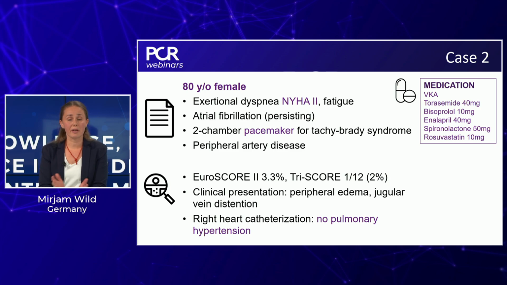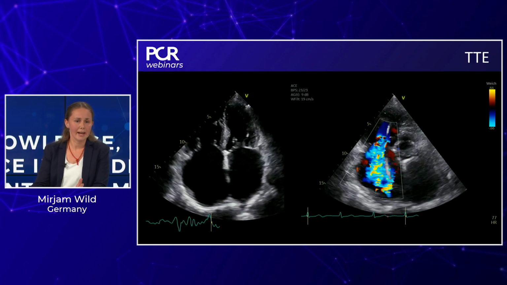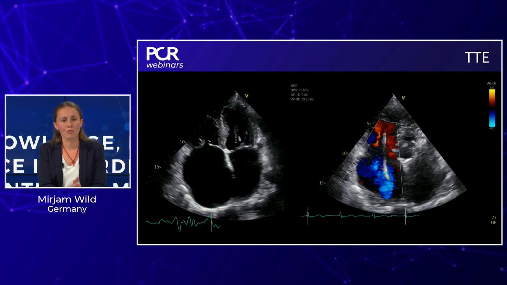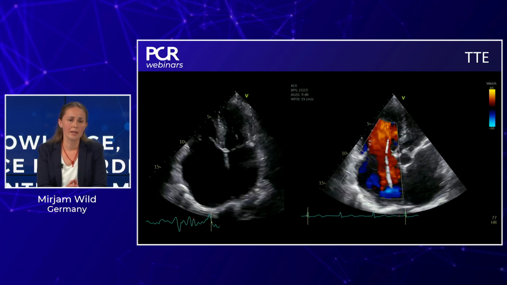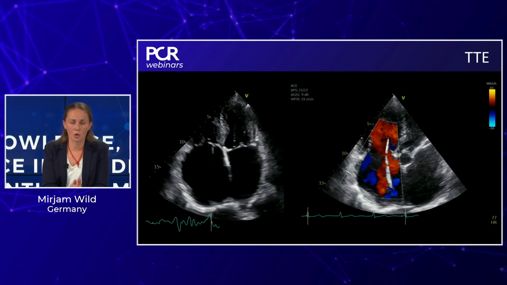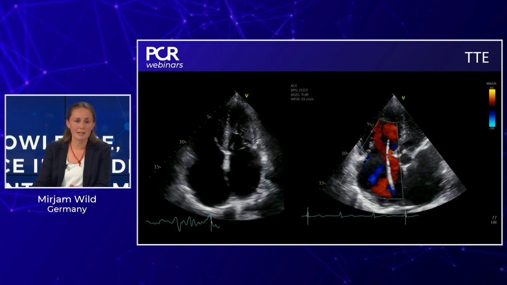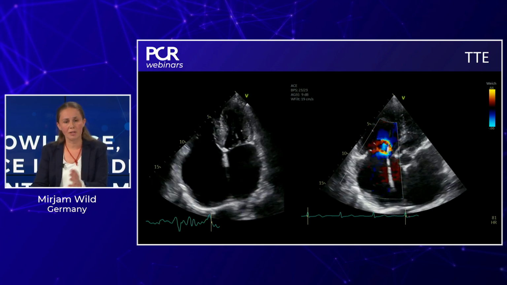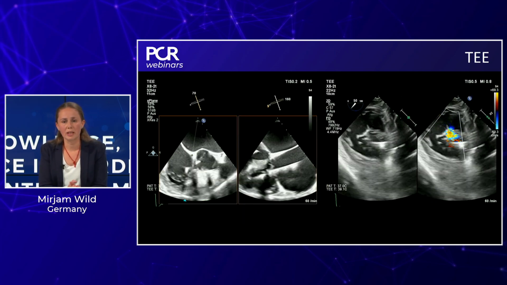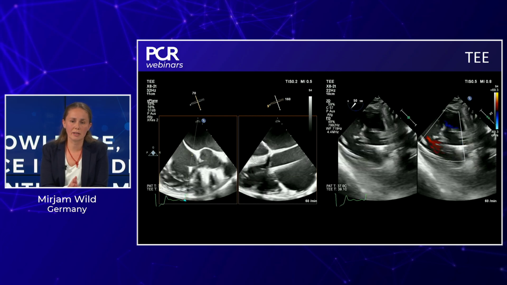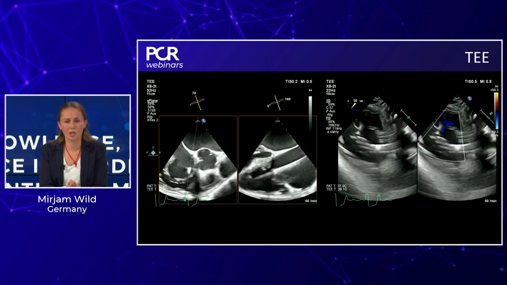She presented with peripheral edema, jugular vein distension, signs of right heart failure, and the right heart cath revealed no signs of pulmonary hypertension. This is her baseline echo. She had this predominant right atrial dilatation leading to annular dilatation with a coaptation gap. And she also had the pacemaker lead, of course, leading all of this to a massive tricuspid regurgitation. The biventricular function was overall intact. And here we see the TOE of the patient and also the lead position, the centrally located regurgitation jet.